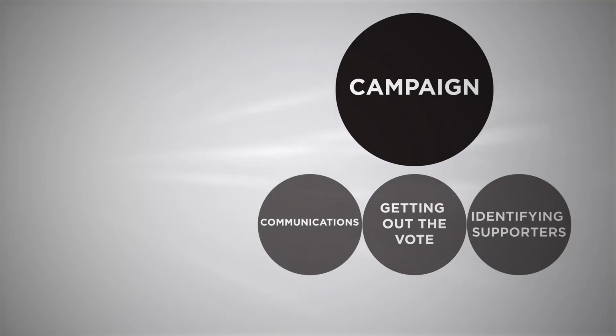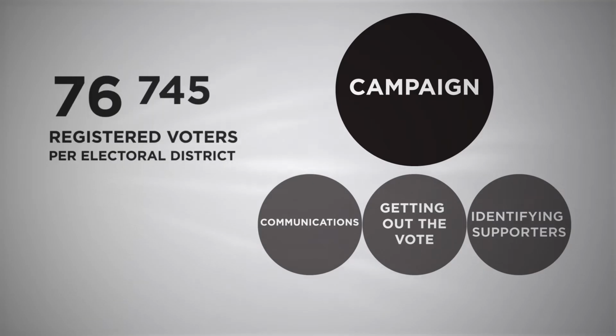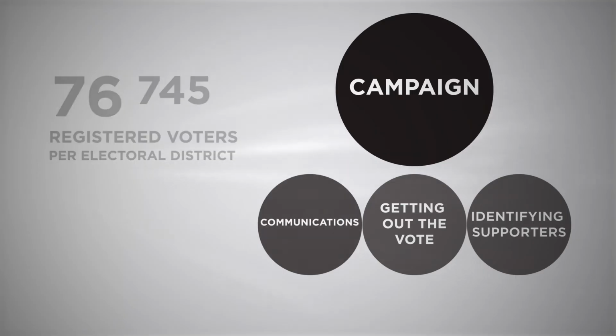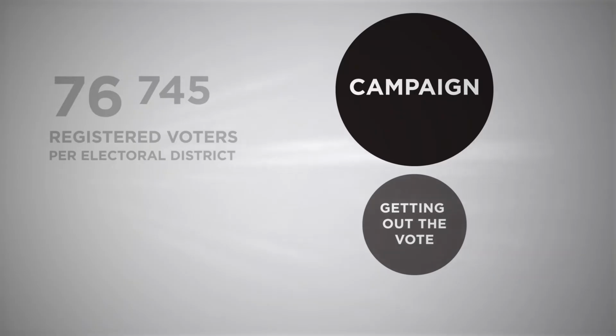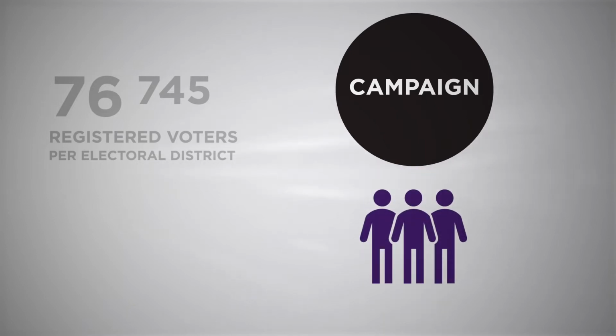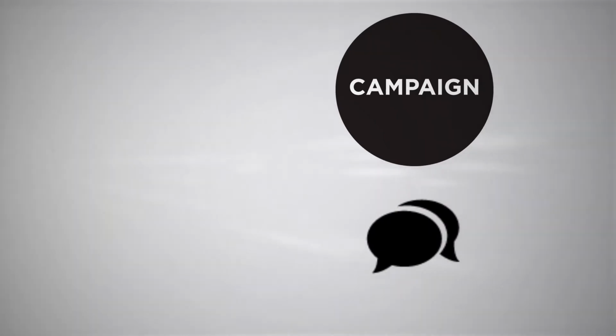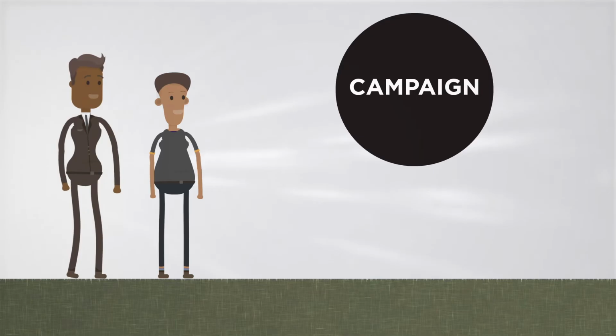That work might sound simple, but in 2015 there were an average of 76,745 registered voters per electoral district. That's a lot of people to reach. The work of connecting with potential voters, identifying who supports you, and making sure they make it to the polls is a massive exercise in door knocking, data management, volunteer management, and communications. One thing candidates can do early on is find a talented campaign manager to oversee this work and manage the team.